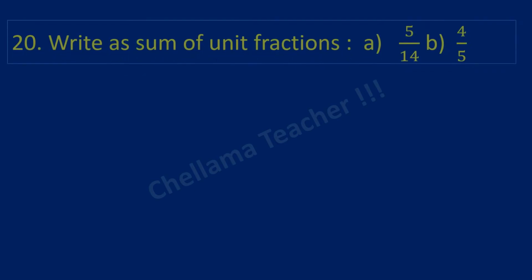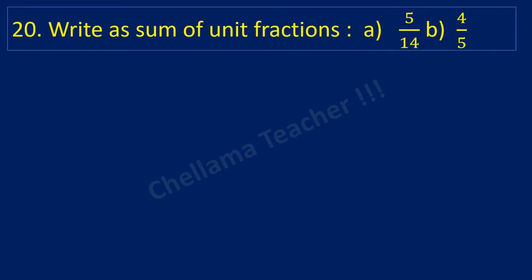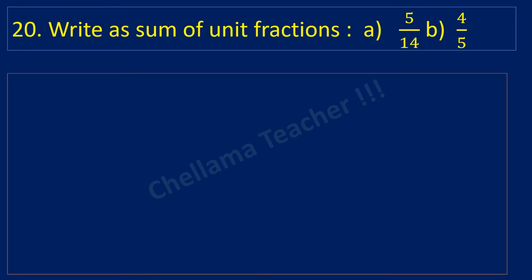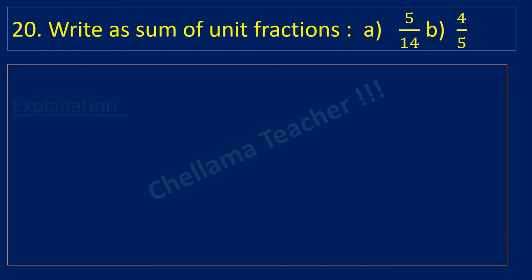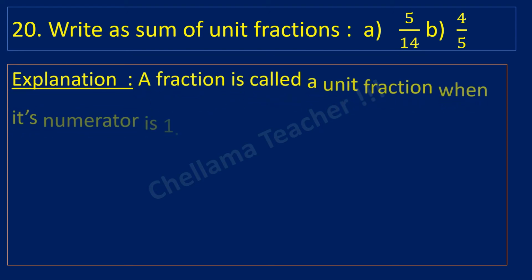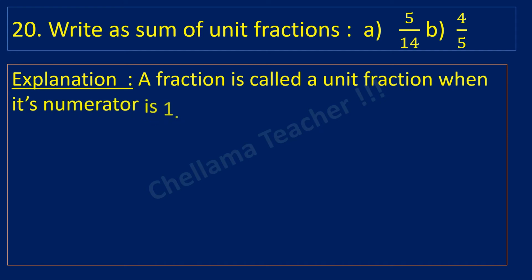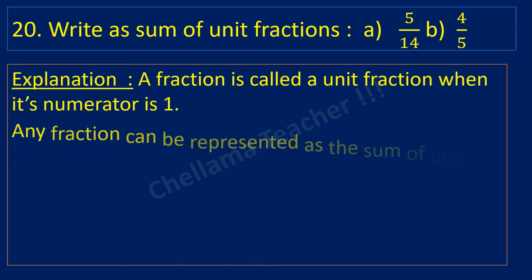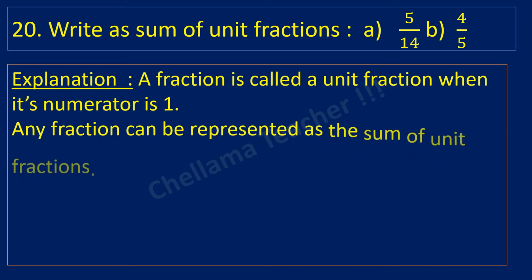Question 20. Write a sum of unit fractions. A: 5/14, B: 4/5. To solve this question, we must know two things. Number one, what is a unit fraction? A fraction is called a unit fraction when its numerator is 1. Number two, any fraction can be represented as the sum of unit fractions.